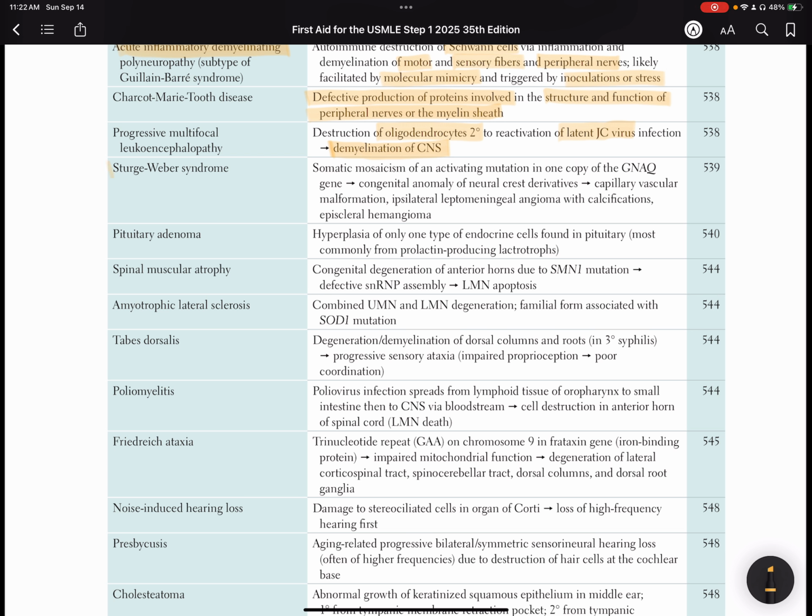Next, what is Sturge-Weber syndrome? Sturge-Weber syndrome is somatic mosaicism of an activating mutation in one copy of the GNAQ gene causing congenital anomaly of neural crest derivatives. This leads to capillary vascular malformation and ipsilateral leptomeningeal angioma with calcifications, also episcleral hemangioma.